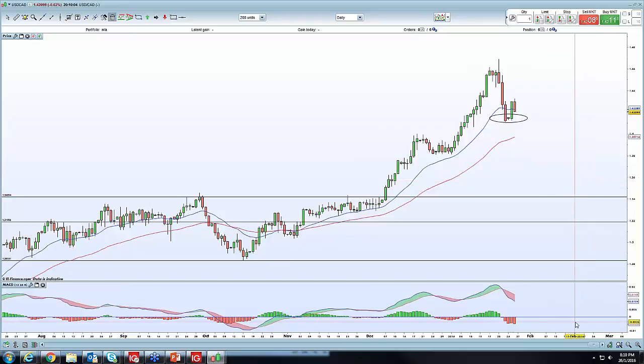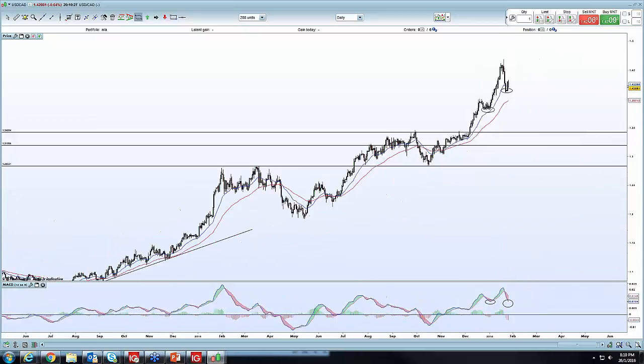Number one, there's a bullish divergence. You see the price make a higher low, MACD make a lower low. So this is called a bullish divergence. Number two, price action is still on the upside, still bullish. We have retraced back to the moving averages, which is a form of dynamic support.